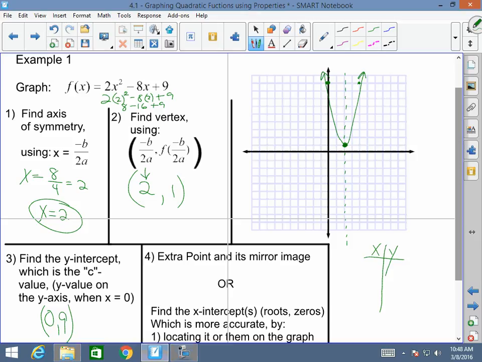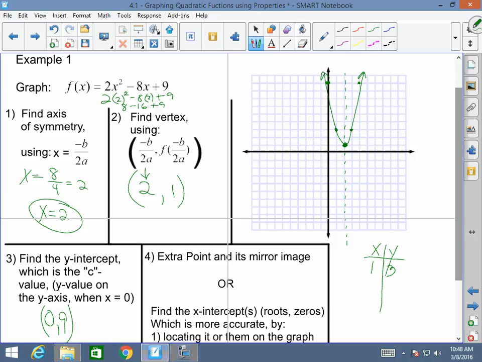Okay, let's do something easy, like when x is 1. When x is 1, I got 2 minus 8. 2 minus 8 is negative 6. Negative 6 plus 9 is 3. Now check out the beauty of the axis of symmetry. This is (1, 3), right? That's 1 to the left, so go 1 to the right. And now it's even more accurate.